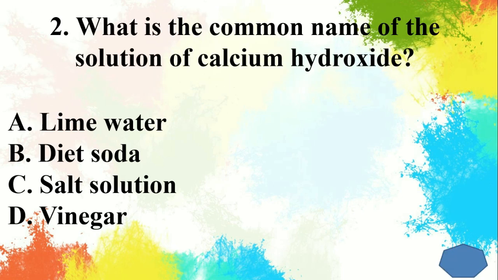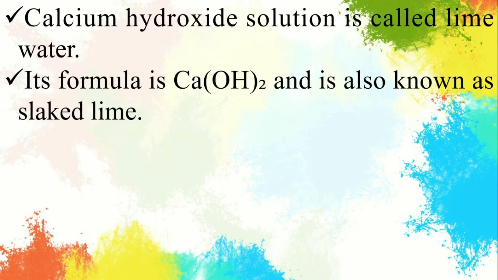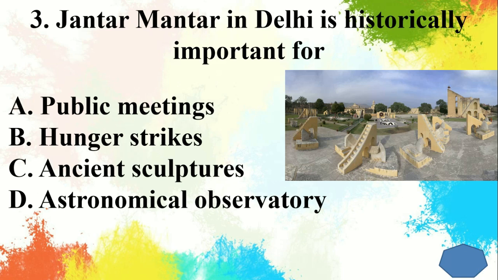Question 2. What is the common name of the solution of calcium hydroxide? Answer: lime water. Calcium hydroxide solution is called lime water. It is also known as slaked lime.